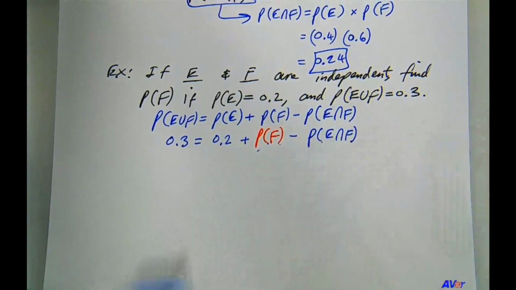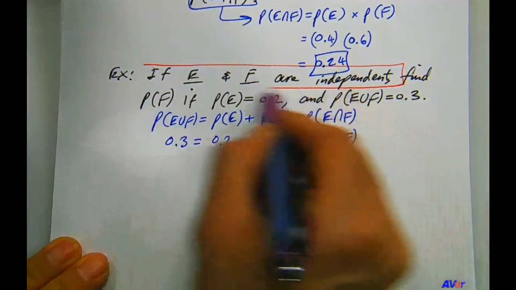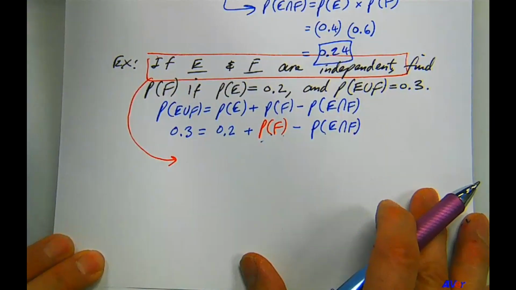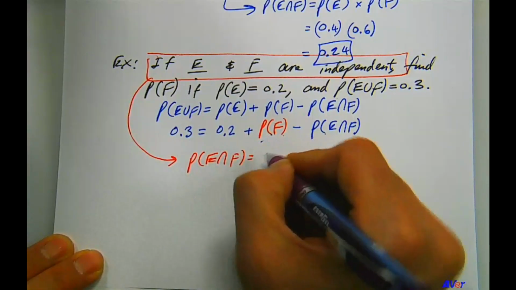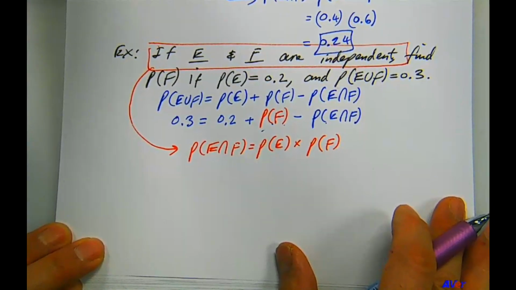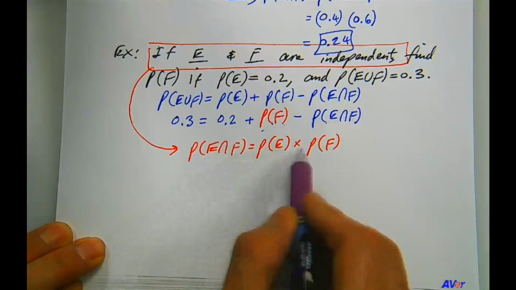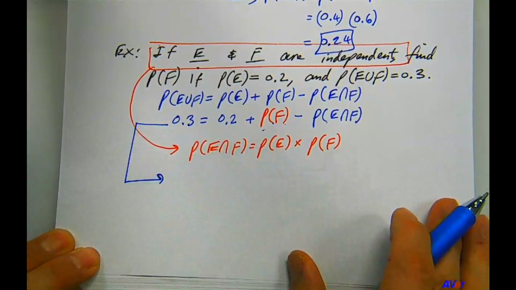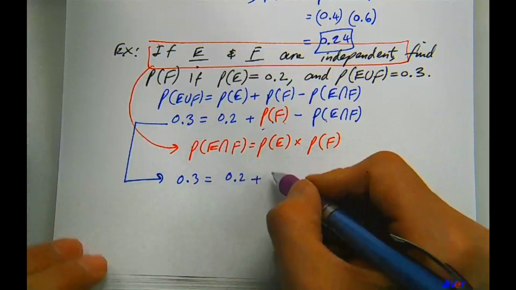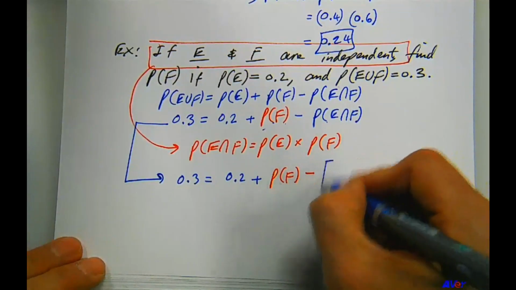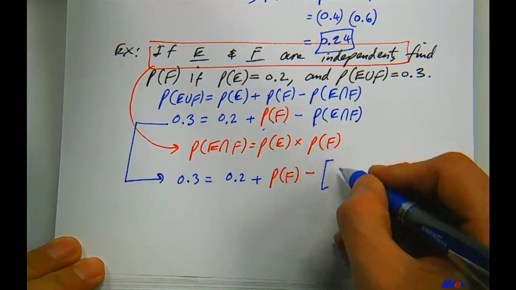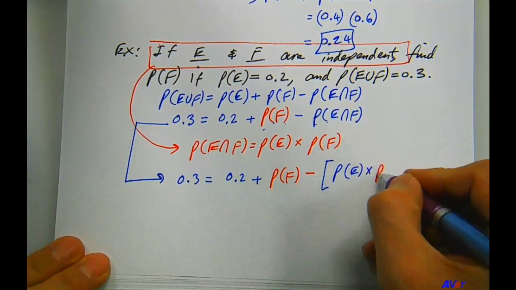But fortunately, we have additional clues, right? It says that E and F are independent. That's a very important clue, because if E and F are independent, then probability of E intersection F can be written as probability of E times probability of event F, right? We know that for independent events. So let's substitute in this equation with its equivalent. Therefore, we write down 0.3 equals 0.2 plus probability of F minus, instead of that, I'm going to replace this piece with its equivalent, which is probability of E times probability of F.